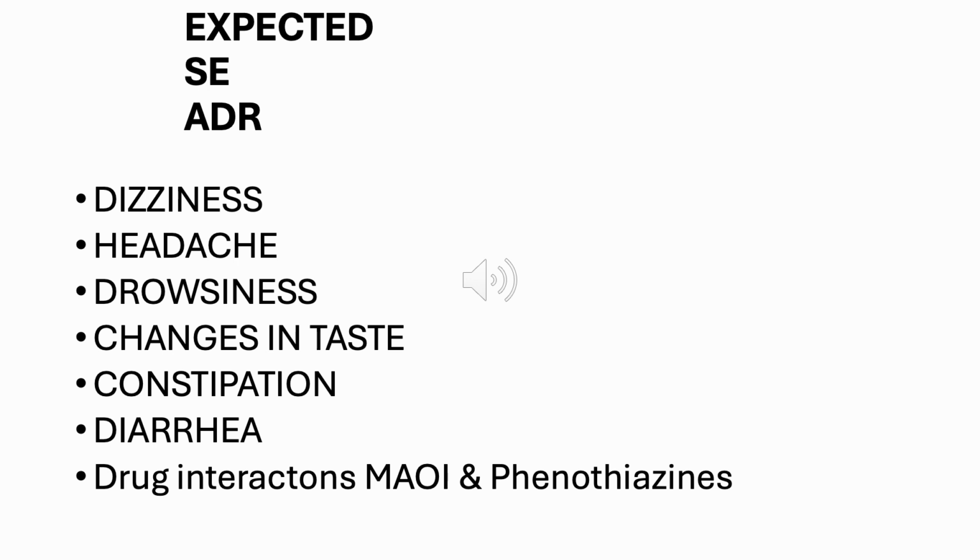Examples include monoamine oxidase inhibitors, MAOIs, morphine, and serotonin reuptake inhibitors. If 5-HT3 receptor antagonists are combined with phenothiazine drugs, patients may experience cardiac dysrhythmias.